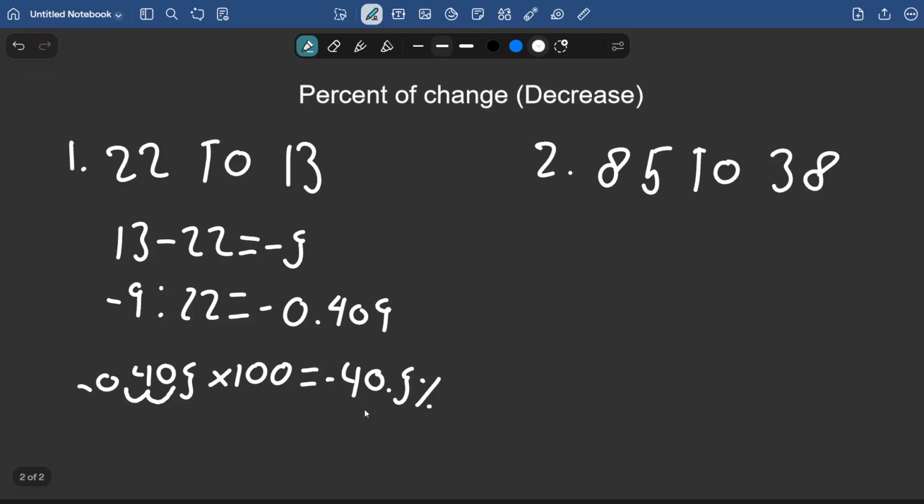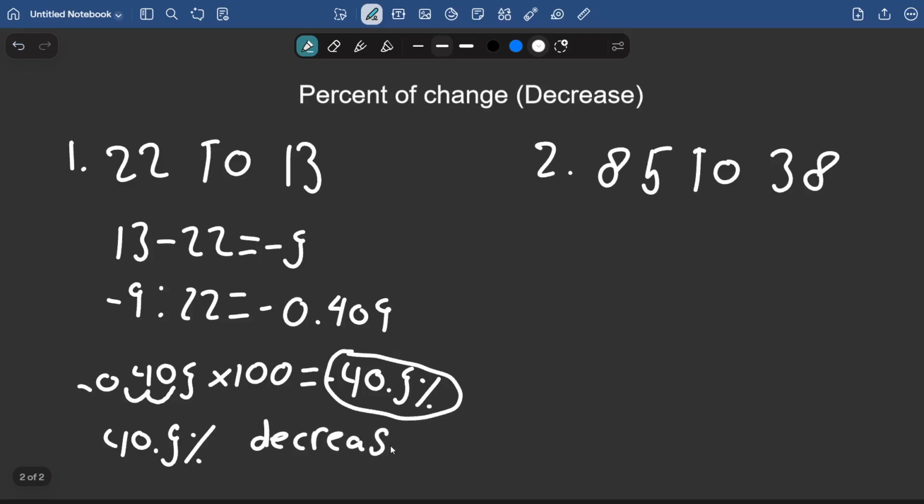You can write the answer like this, or you can write it like 40.9% decrease, like this. So this was the first example. Now let's go over to the second example.